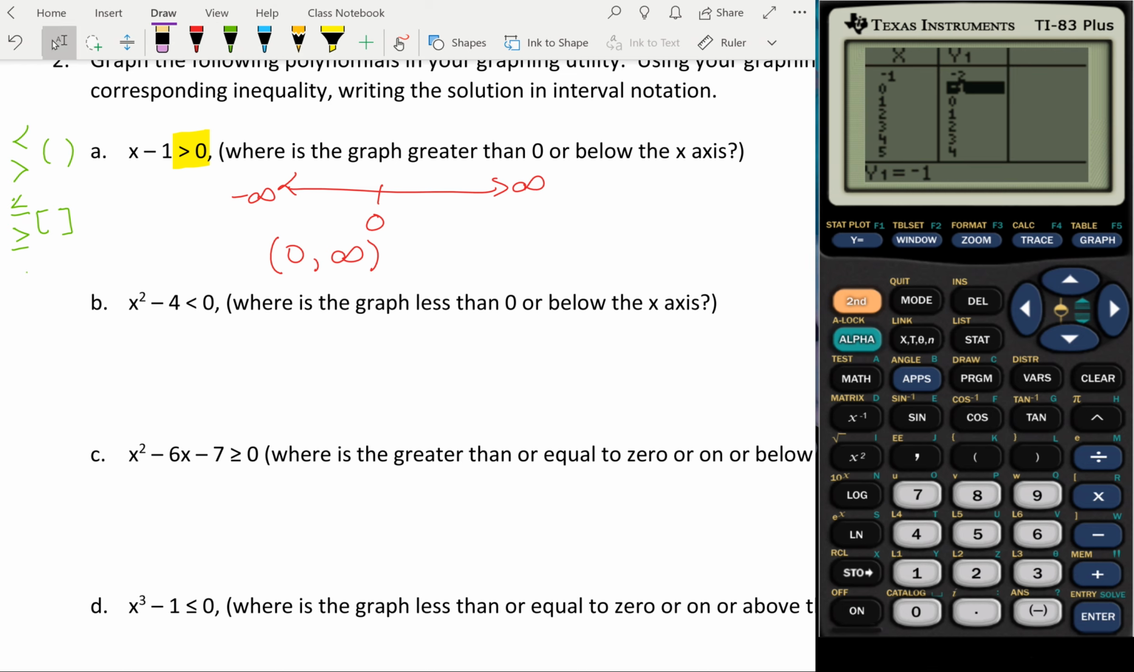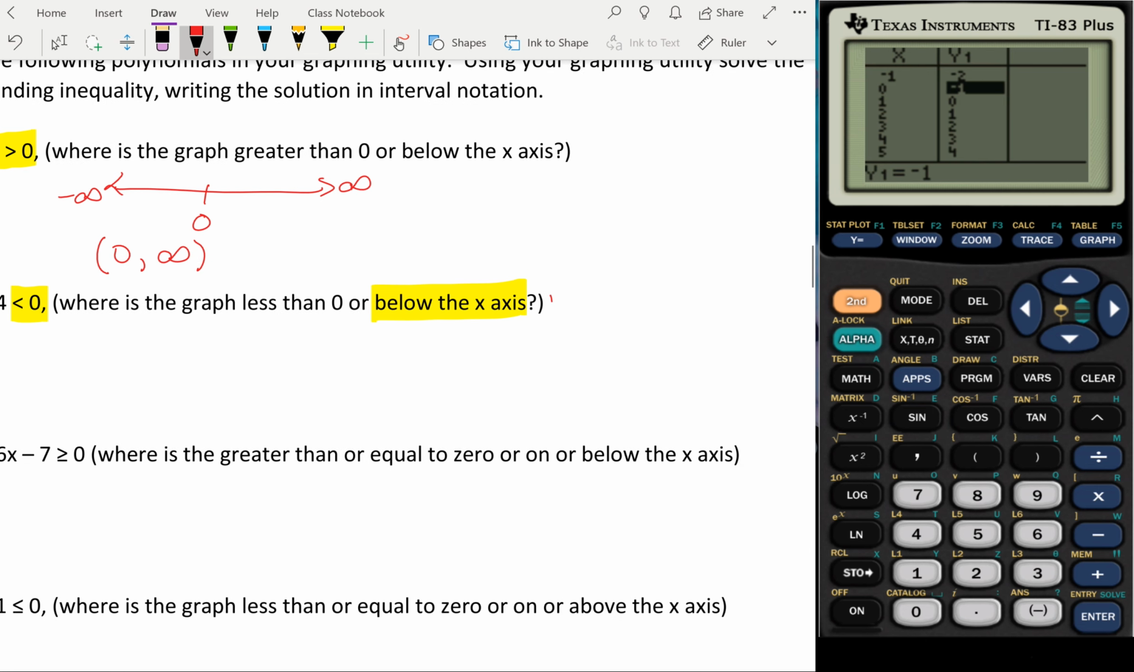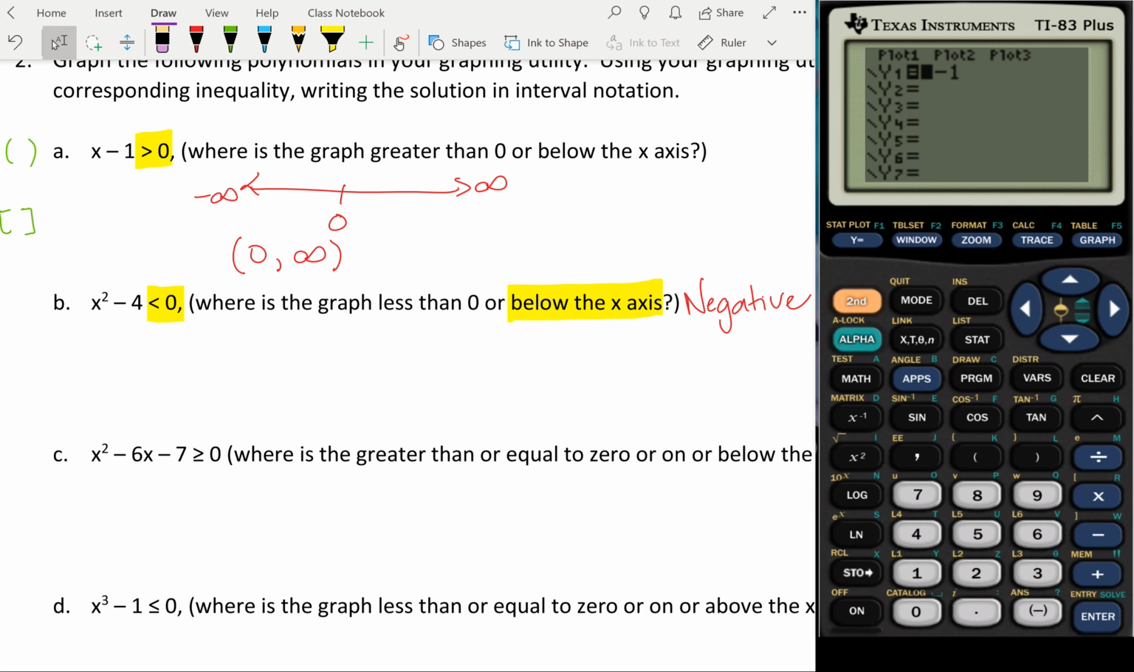We have x squared minus 4, and it's less than 0. We're looking for where are all of my answers less than 0, meaning where are they below the x-axis, meaning where are they all negative answers, right? So we're going to plug it in. We're going to look at y equals x squared minus 4. I'm going to take a look at my graph.